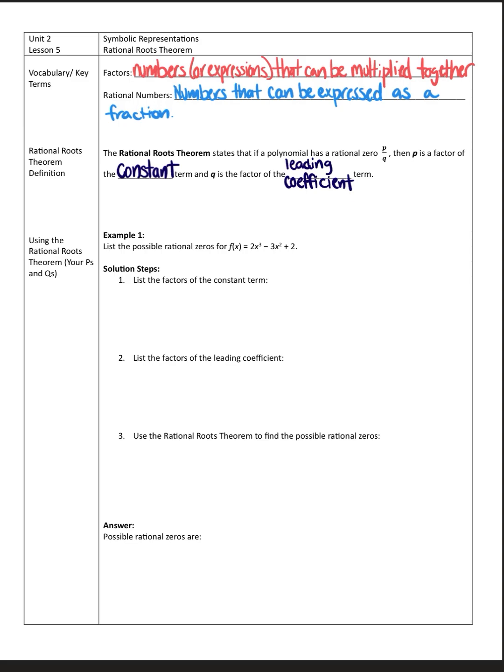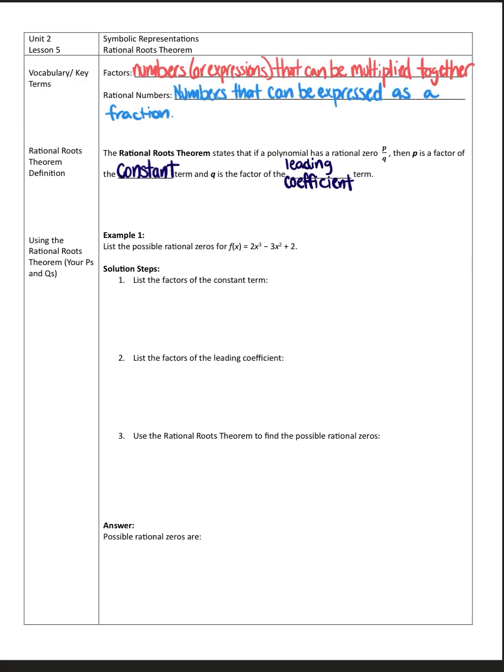All right. Welcome back. So let's look at some of our vocabulary and key terms. The first one is factors, and these are numbers or expressions that can be multiplied together. So they can be your typical factors that we're used to, like 3 times 5, and that gives us a product of 15. Or they can be factors that, when multiplied together, create a given polynomial.